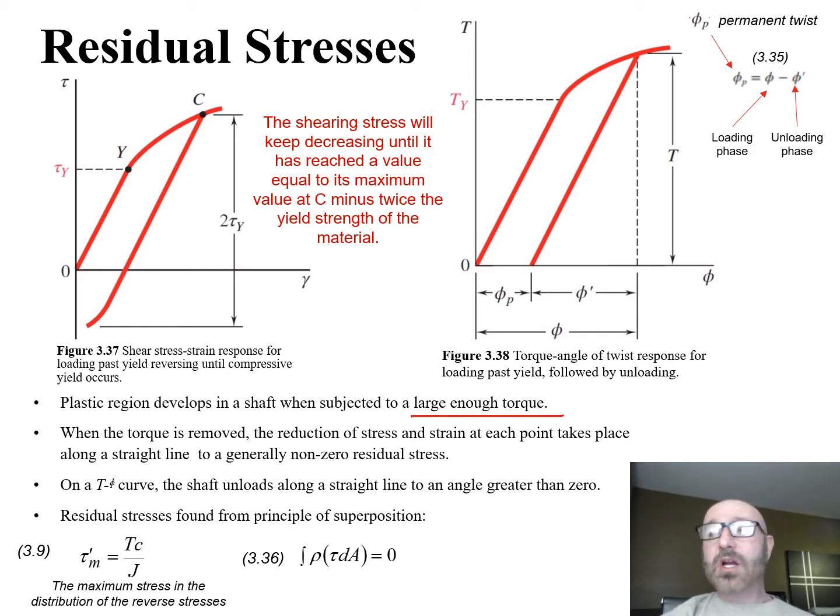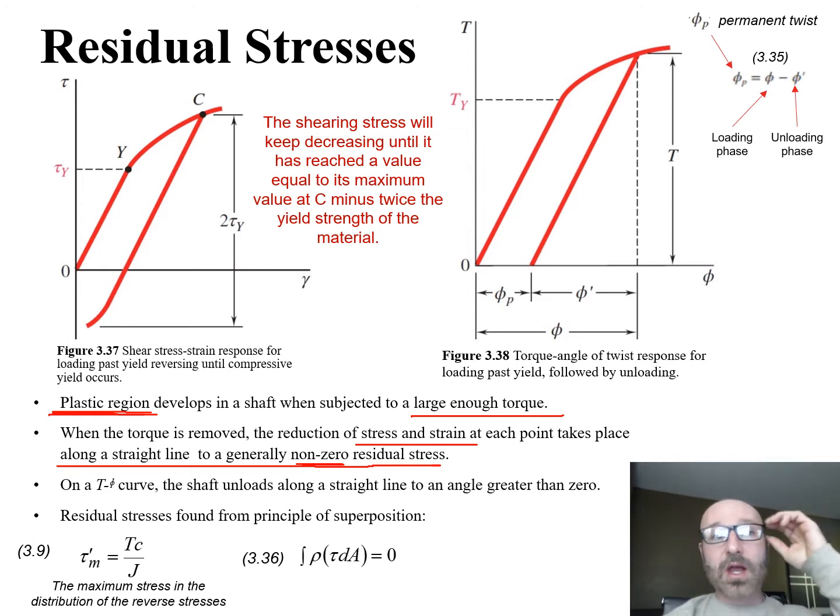So we're going to stay in our linear region until we hit a large enough torque, then it's going to take us into that plastic region and out of the elastic region there. So once we've gotten up to that large enough torque, we've developed into our plastic region, we remove the torque, and once this torque is removed, the reduction of stress and strain at each point takes place along a straight line to a generally non-zero residual stress. So it's going to be a non-zero residual stress because we've gone into our plastic region, then removed the torque.